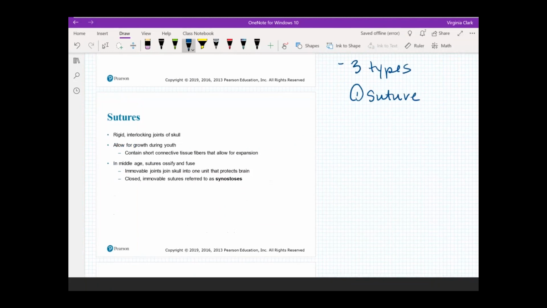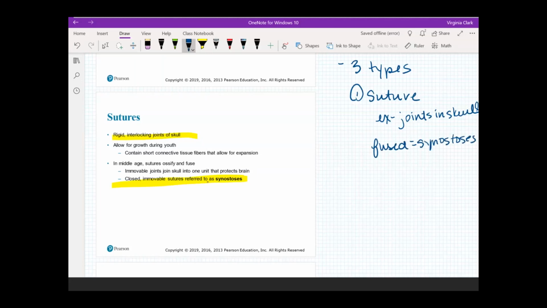An example of a suture is the joints between the bones of the skull. We have our temporal bone connected to our frontal bone right over on the side of the forehead, and that's connected through a suture joint. These are really important. They're found in the skull, and they allow for growth during youth, but then they will actually fuse. When they've fused, essentially in the adult, they have a different name. They are called synostosis.